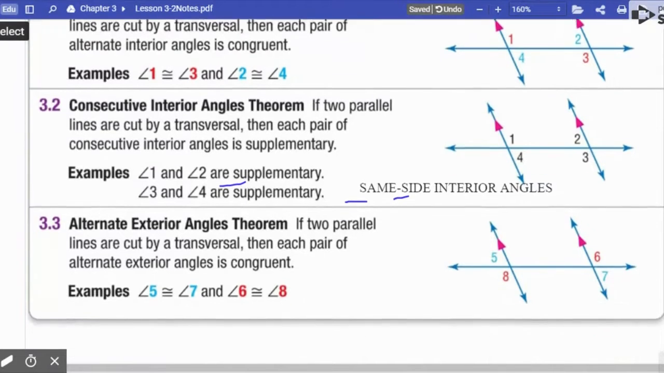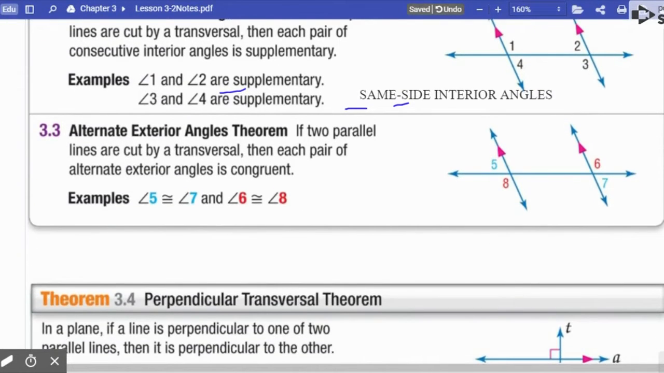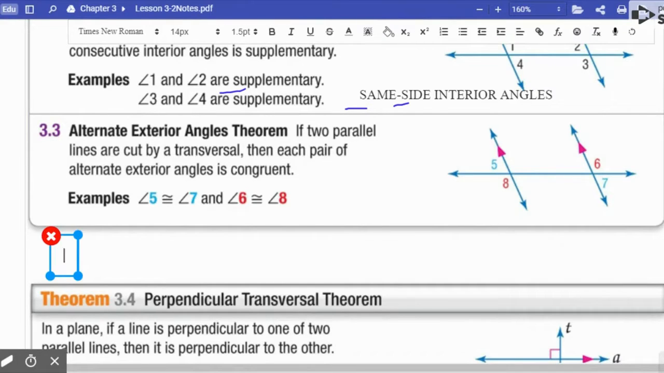Scrolling through here now, alternate exterior angles are also congruent. So angle 5 is congruent to angle 7, and angle 6 is congruent to angle 8. Now, none of the books that I've ever used ever mention these, but these do pop up sometimes. These do exist.